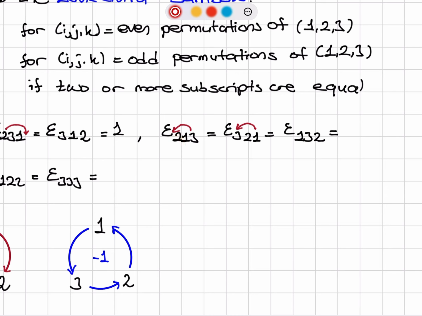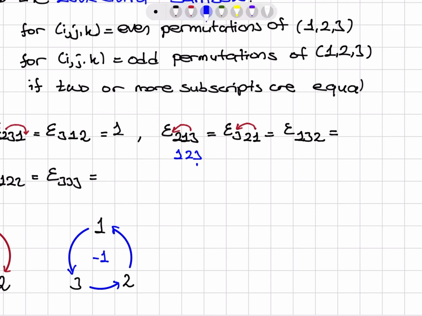So if 2 and 1 exchange places, I would get 1, 2, 3. Then, if I go from 2, 1, 3 to 3, 2, 1, I would have 1, 2, 3 first. And then I need 3, 2, 1, so 3 has to go to the first place. So that means it has to go from its last position to the second position and the third position.